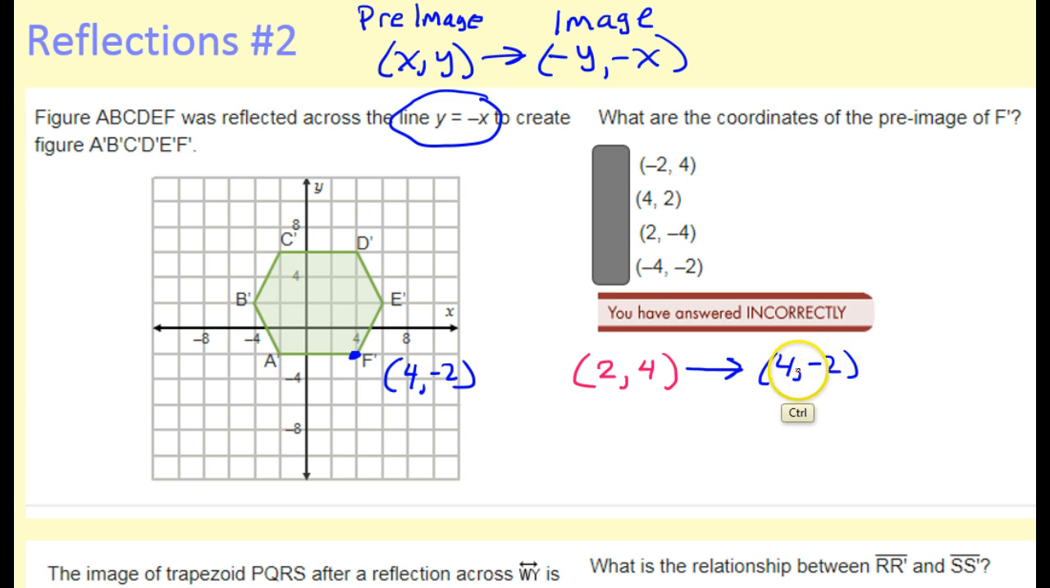If I change the signs, instead of a -2, it should be a +2. Instead of a +4, it should be a -4. Alright, so that's it. This should be the answer. This should be the pre-image. Let's see how we did. Boom! 2, -4.